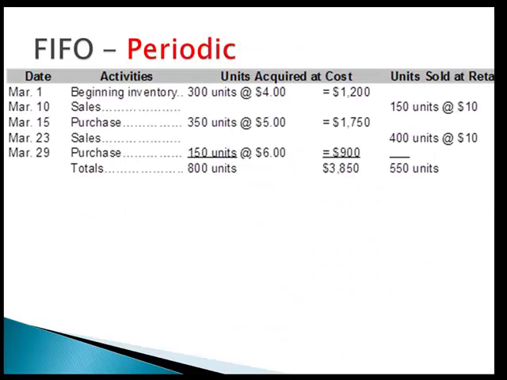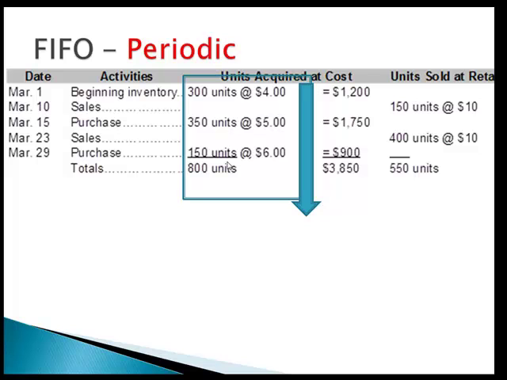Under periodic FIFO, it's a little different. We don't need a table. What happens is we just identify our beginning inventory plus our purchases, and you apply that same first in, first out. So if we sold 550 units, you just pull from the top down. 300 got sold, and then in order to equal 550, 250 units must have gotten sold from the middle tier. So you're just pulling from the top down.